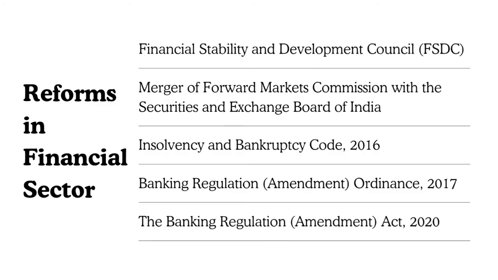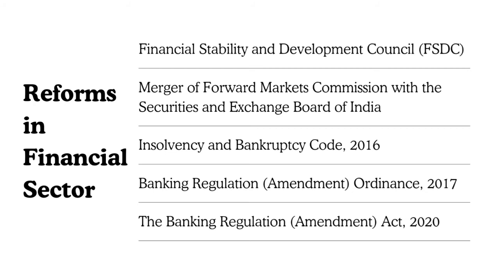Then we have the Forward Markets Commission, FMC, which was established in 1953 and acted as the regulatory body for the commodity futures market in India. But as part of the financial sector reforms, this FMC got merged with the Securities and Exchange Board of India, SEBI, in 2015.